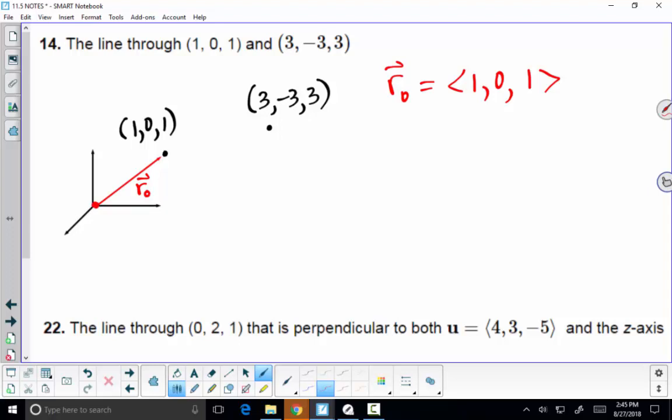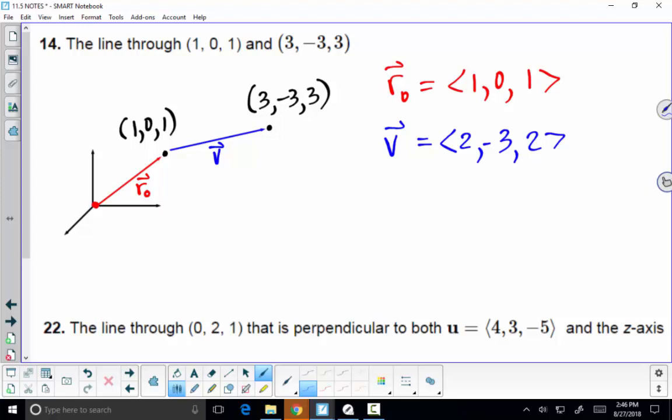Now the vector v is the direction vector for the line. It's like the slope. It tells you the pitch. It tells you what direction to go in, either in that direction or the opposite direction. So that's our vector v. That tells us the direction to head. So vector v we find by displacing this point minus this point, tip minus tail. So 3 minus 1, negative 3 minus 0, 3 minus 1. So that's our direction vector. That's like slope. It's telling us which direction to go.